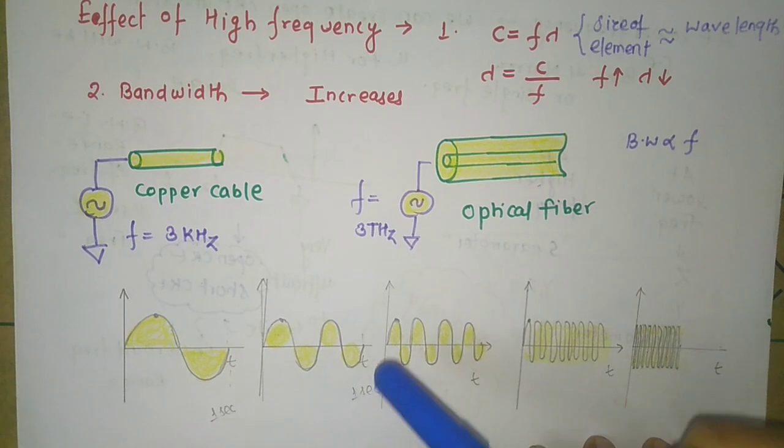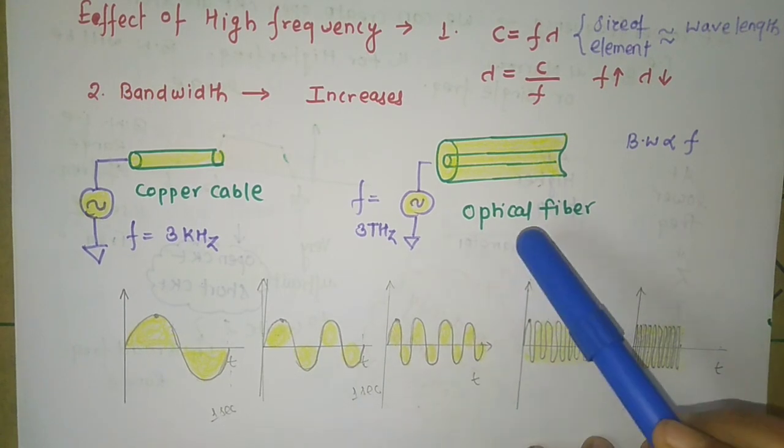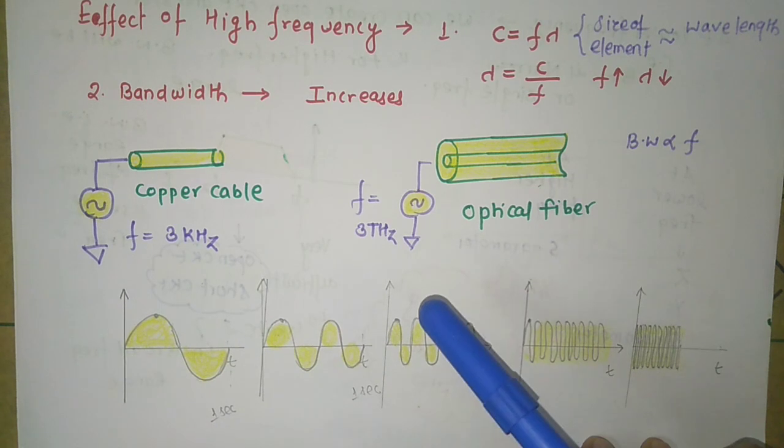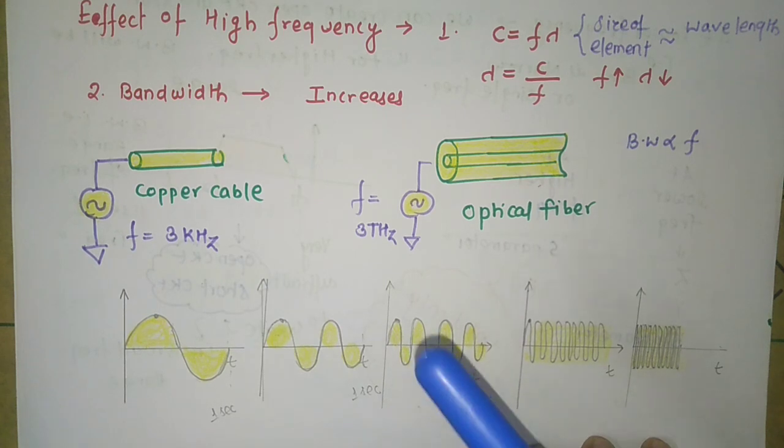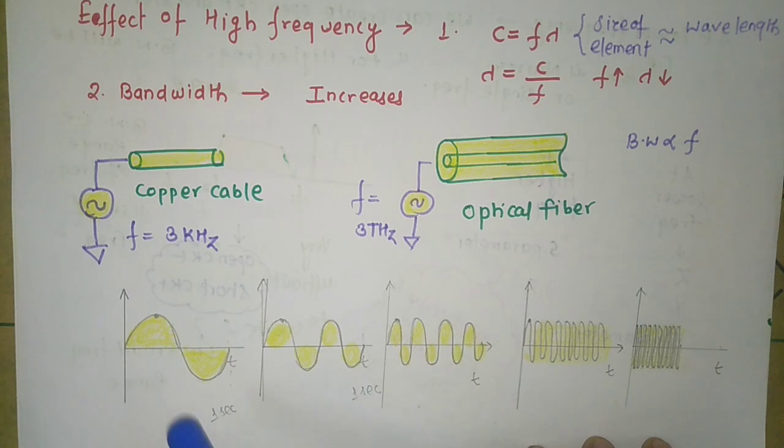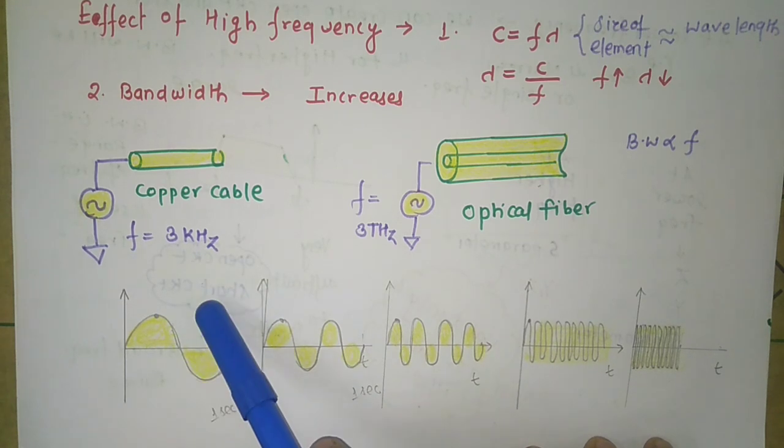Second thing, what is the effect? One point I told you: at high frequency it is very difficult to measure the instantaneous value. So let's recall the basic definition of frequency. Frequency is nothing but the number of cycles per second. This is 1 second. How many cycles are there? Only one cycle. So frequency will be 1 hertz.